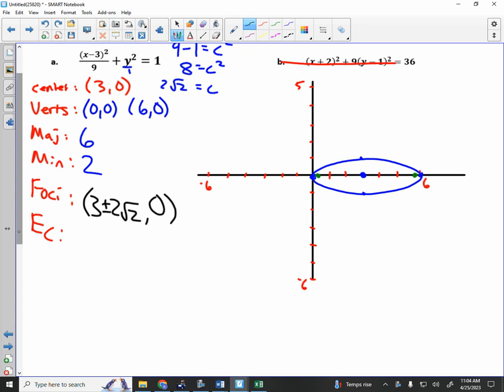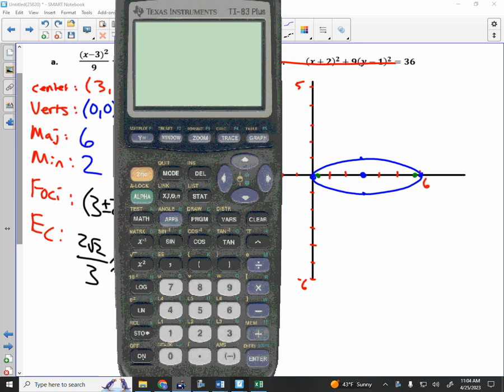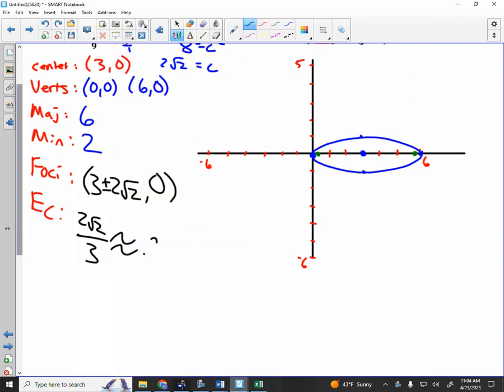The eccentricity is your c value, which is 2 roots of 2, and you divide it by the a value. Who remembers what the a value is? It is 3. And when we divide those, we get 0.95, I think. Let's go 2 roots of 2 and divide it by 3. 0.94. It's about 0.94. And again, we want that value to be between 0 and 1. You can see as it's closer to 1, it's more stretched. That's just kind of a good check to see that we know what we're doing.